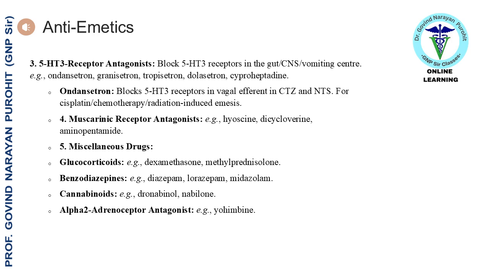E.g., ondansetron, granisetron, tropisetron, dolasetron, cyproheptadine. Ondansetron blocks 5-HT3 receptors in vagal efferents in the CTZ and NTS, for cisplatin, chemotherapy, and radiation-induced emesis. 4. Muscarinic receptor antagonists, e.g., hyoscine, dicyclomine, aminopentamide.